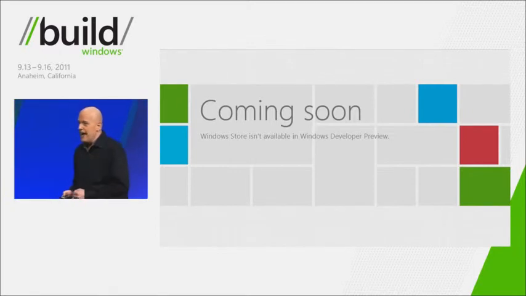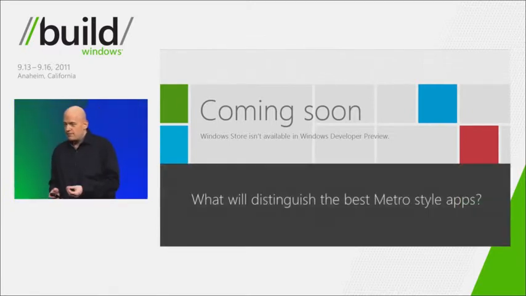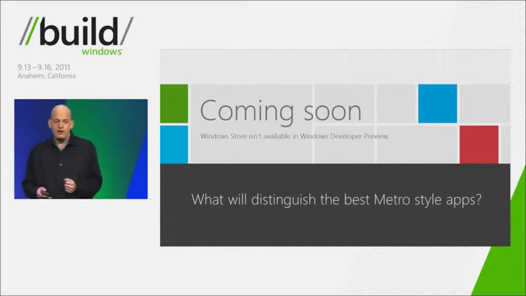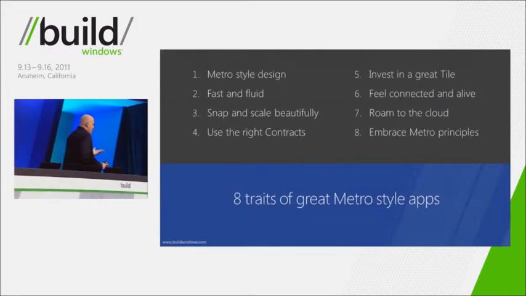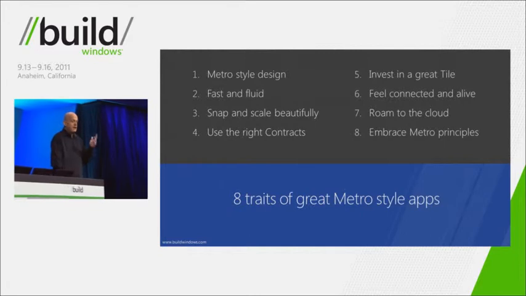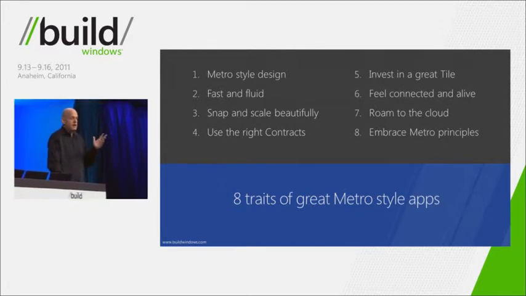So the question I want to ask is, what is going to distinguish the apps that are going to succeed from the apps that don't have as good a chance? That's the opportunity. And so over the next 90 minutes, I'm going to try to walk you through just some tips and tricks, some ways to think about Windows 8 to help you build apps that are the best apps you can possibly build. And so I'm going to walk you through a list of 8 things that I think make a great Metro-style app.